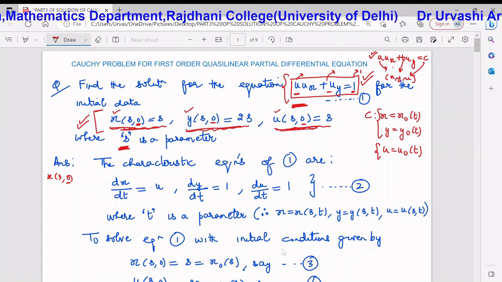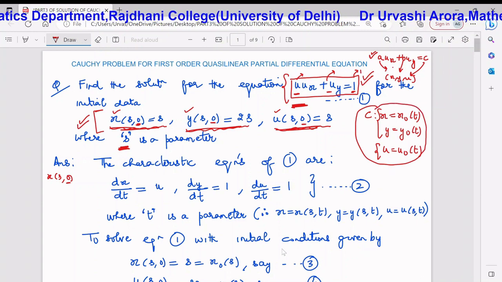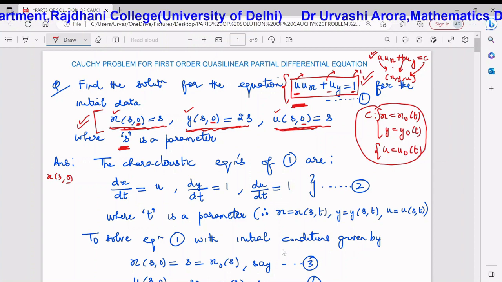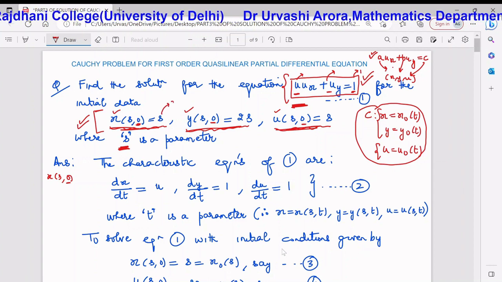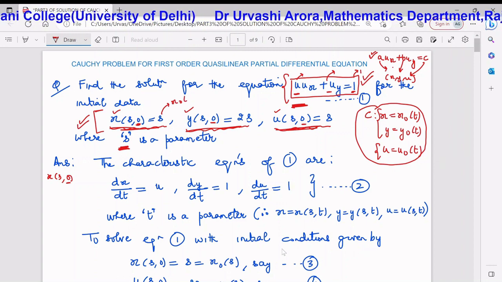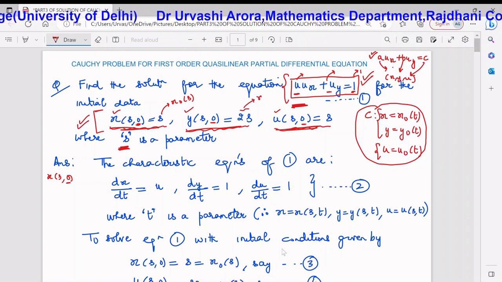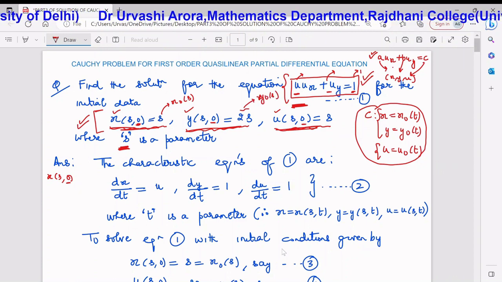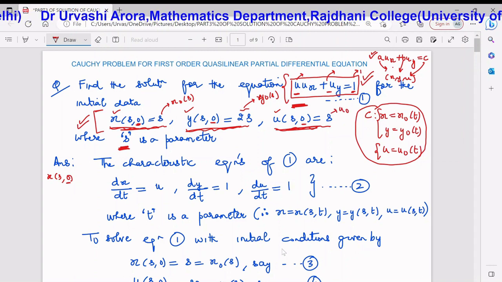They are actually conditions which are similar to this. The only difference is that instead of the parameter t, parameter s is given. That is the only change. And so instead of writing this as x naught t, you can just refer to this s as x naught s, where s is a parameter. This 2s can be referred to as y naught s, where again s is a parameter, and this s can be referred to as u naught s.